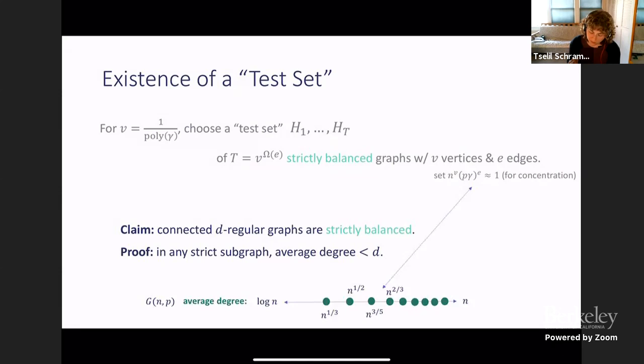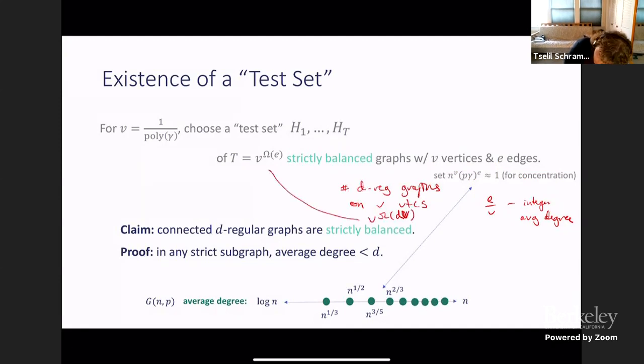Now, if you have a ratio e over v which corresponds to an integer average degree, then we can just take a random d-regular graph. How many d-regular graphs are there? The number of d-regular graphs on v vertices is v to the omega of dv. So we're clearly satisfying this requirement. If we just pick a random d-regular graph, we're going to be fine. So anytime this quantity is an integer, we're good. We filled in all of these discrete points along the spectrum.